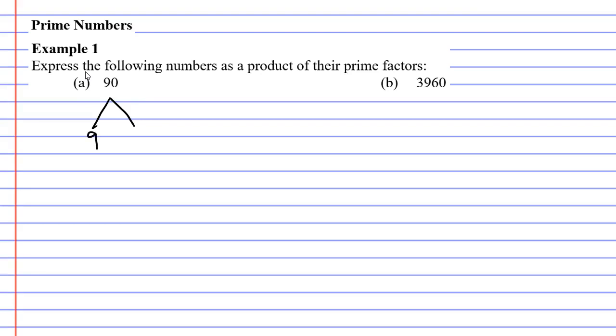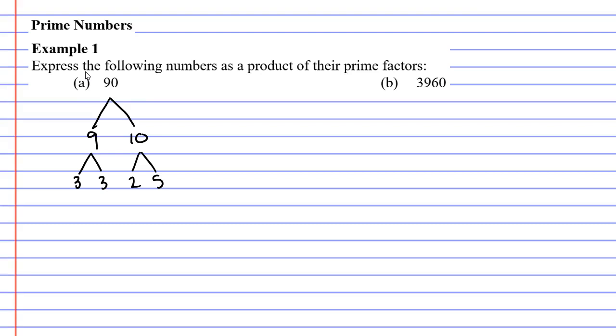I can think of 9 and 10. 9 times 10 is 90. Once you've done that, you then try and branch out again. Let's branch out from the 9 and also branch out from the 10. So to make 9 we go 3 times 3, and to make 10 we go 2 times 5.